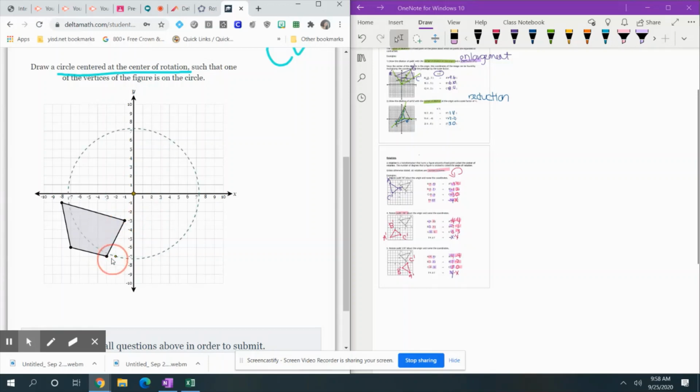You can pick this point, or this point. Pick whichever point you want. I'm going to pick this point. It doesn't matter which one you pick. I'm just picking this one.